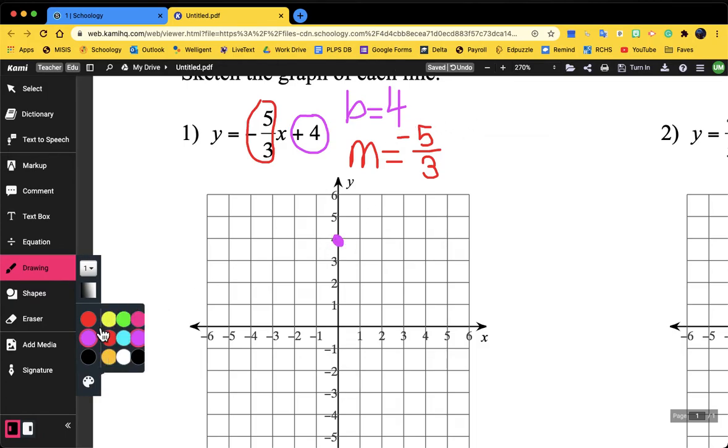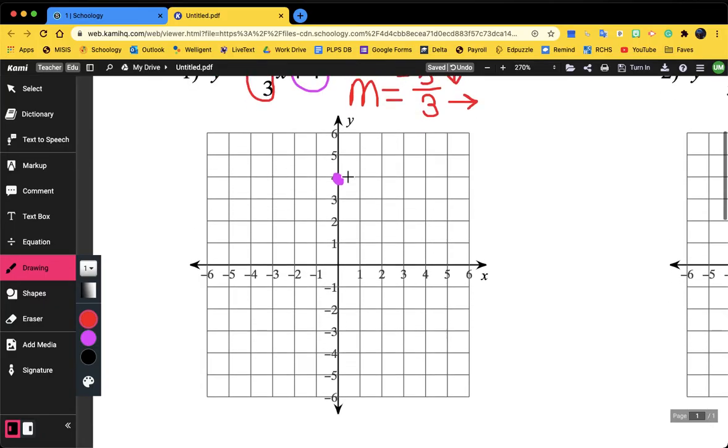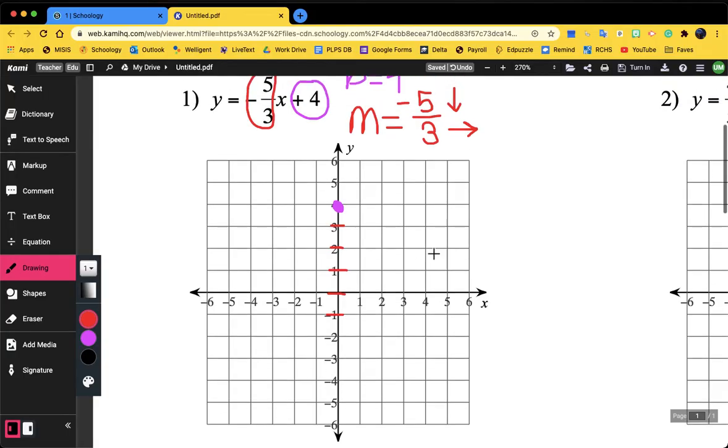Now my slope says that I should go negative 5, down 5, and positive 3 means I should go to the right 3. So from here, I'm going to go down 5. 1, 2, 3, 4, 5. Click and drag every time. And then to the right 3. 1, 2, 3. And that is where I click and draw a circle to make my second point. Look at that.